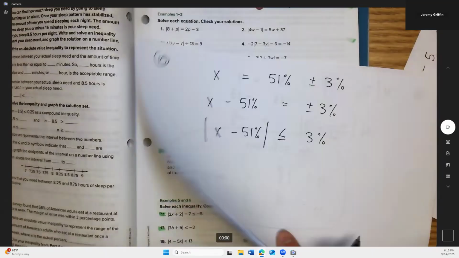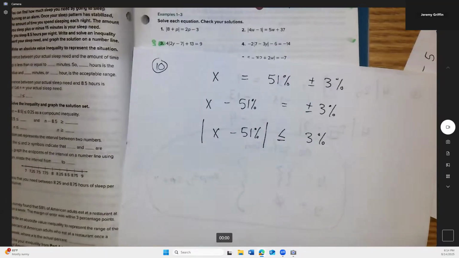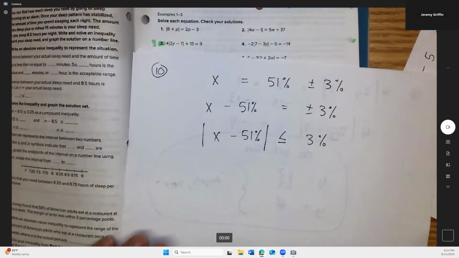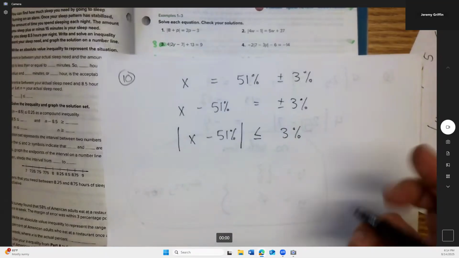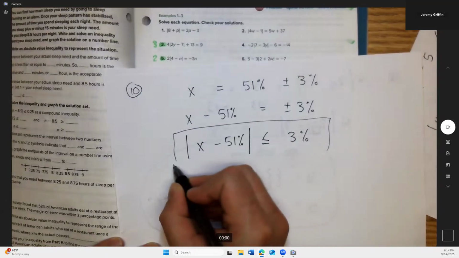Wait, is that what we need to do? I think that's all we need to do, right? X minus 51. Yeah, okay. Well, I'll make a number line and separate too, right? But I think that should take care of it.